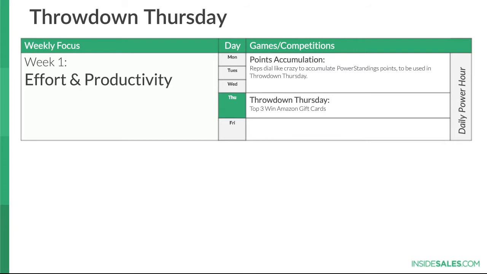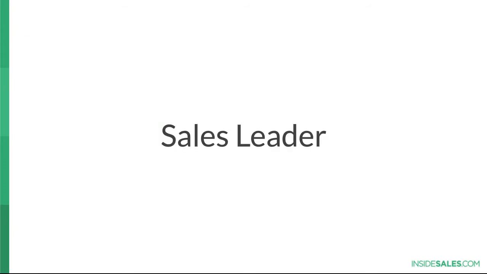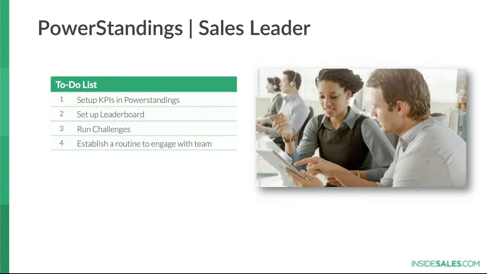Where we're headed next then is we're going to dive in to 3 different roles and talk about the specific things these people need to do to execute this strategy. So we're going to touch on our sales leader first. Here's the to-do list for a sales leader. Right? If you're a leader trying to get your team motivated, trying to use Powerstandings to do it, these are the things you've got to do.